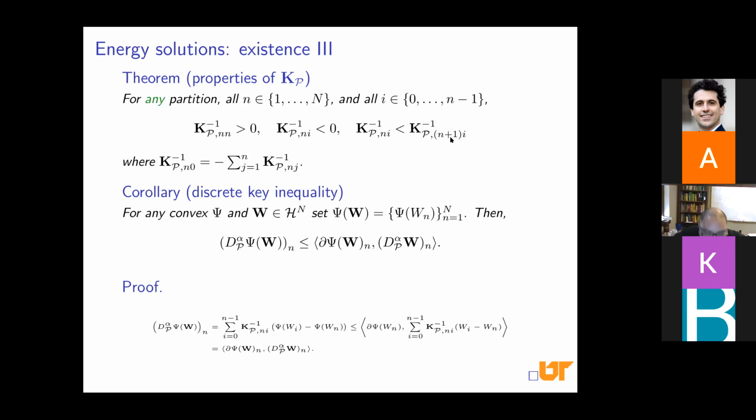Because of this, we can directly, by using the definition of the discrete Caputo derivative, get a discrete version of the key inequality, the one that allowed us to get uniqueness for energy solutions. And the proof, again, just uses the properties of this matrix and that it has certain signs in the diagonal and off-diagonal entries.